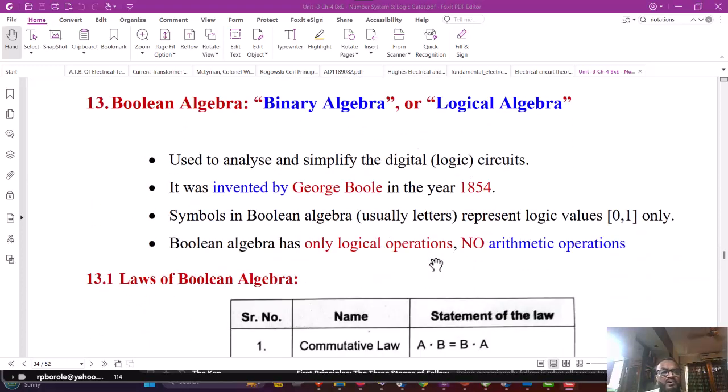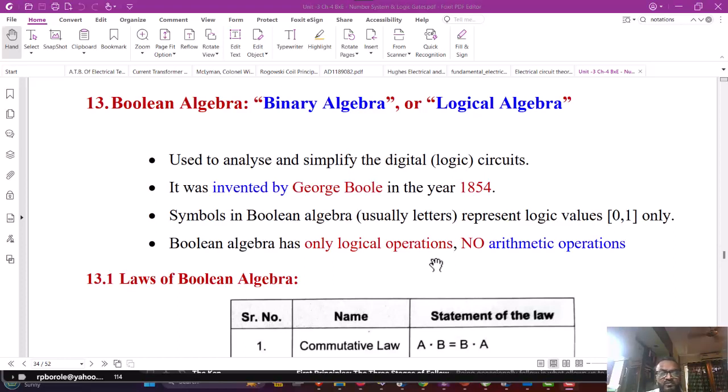This is all about the logic gates and universal gates and the extended derived gates. Let us have a study of Boolean algebra, also called binary algebra or logical algebra. Boolean algebra is used to analyze and simplify digital logic circuits. It was invented by Professor George Boole in the year 1854.